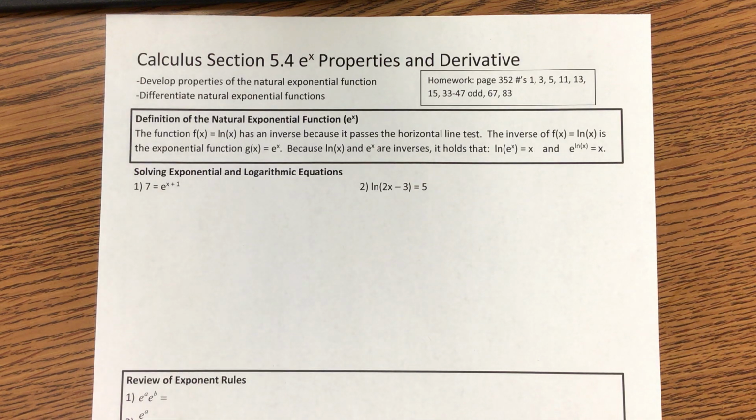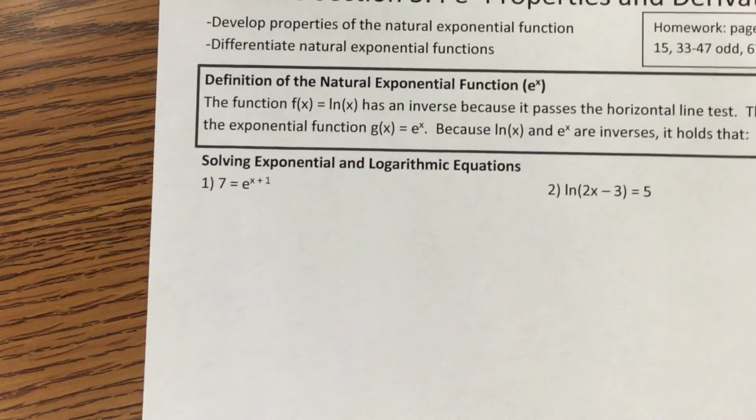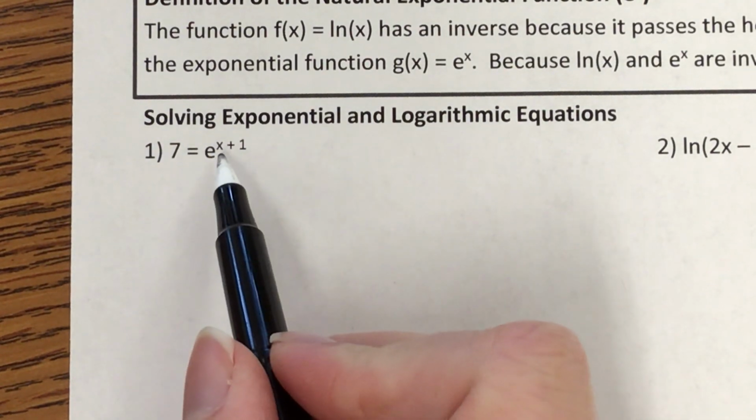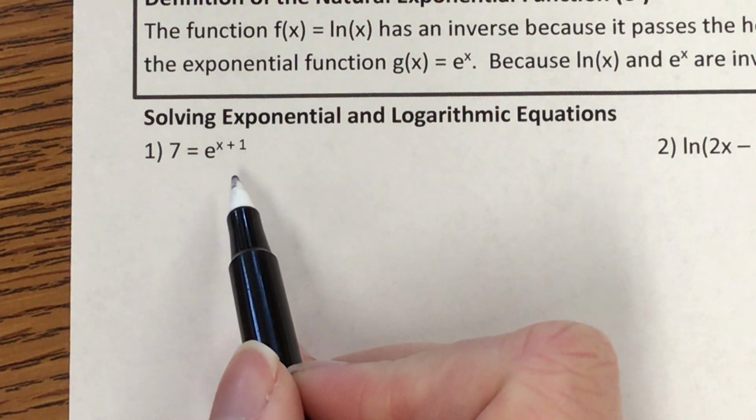e to the x properties and the derivative. So let's start by solving exponential and logarithmic equations. We've got 7 equals e to the x plus 1 power. Since x is up in the exponent, we need to somehow break it out of there.